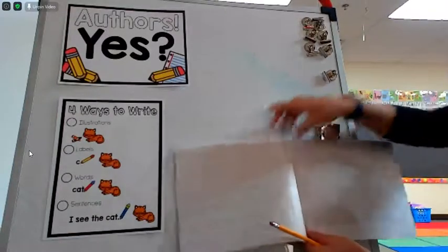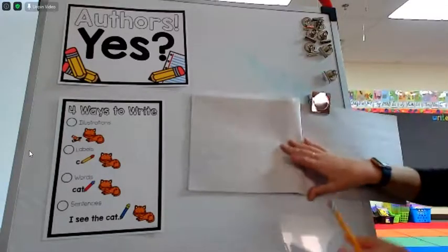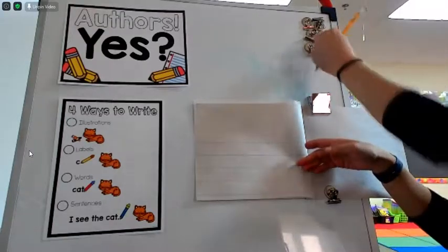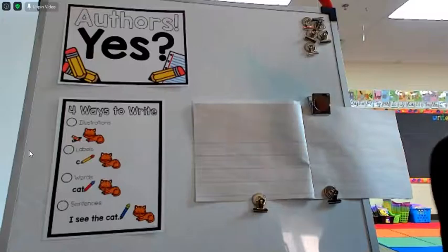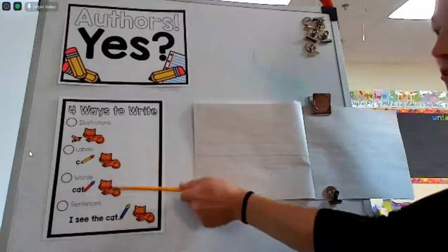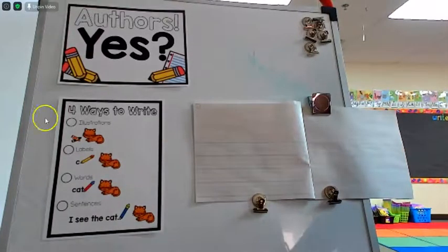Okay, so now I want to start thinking about what I'm going to be putting on this page. I need to remember that I'm an author. So instead of just drawing a picture, which I can do, I also want to make sure I add labels and add some words. So I'm looking through really quick to see if anyone has a question.